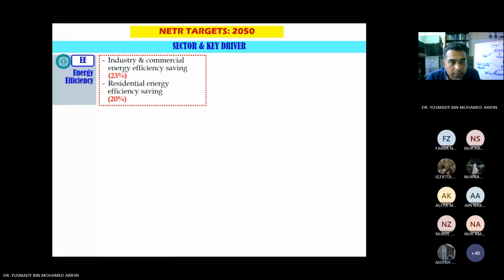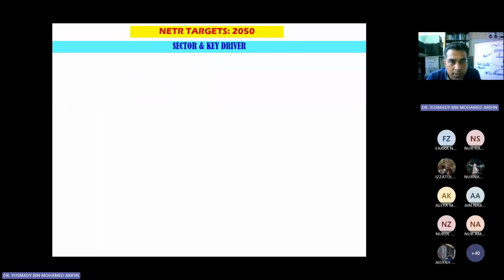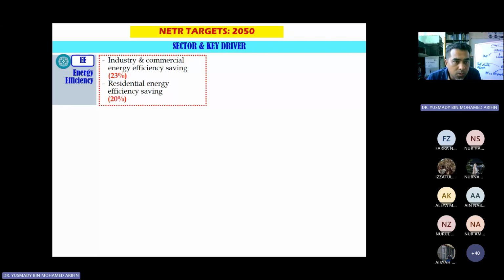Okay, target. Okay, sama juga, still under NETR. So now target before 2050 in terms of sectors and also key driver for energy efficiency. So the target is 23% in terms of industry and also commercial energy efficiency saving. Okay, energy saving up to 23%. For residential energy efficiency saving around 20%. So these are the targets under energy efficiency. So probably by using what we call the smart switch and so on, or smart system.